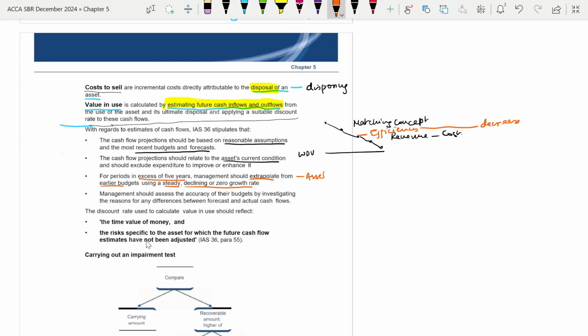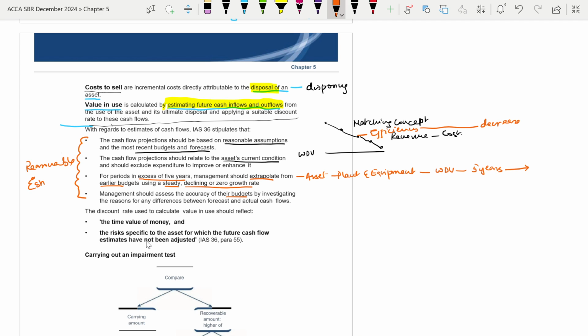Usually when you are talking in terms of the asset, especially plant and equipment, in the plant and equipment we use reducing balance value. The maximum useful life of the asset we take is 5 years. If it is anything beyond 5 years, which sometimes happens, then we have to make the right assumptions. Management should assess the accuracy of their budgets. The summary of this is that we should have reasonable estimates.